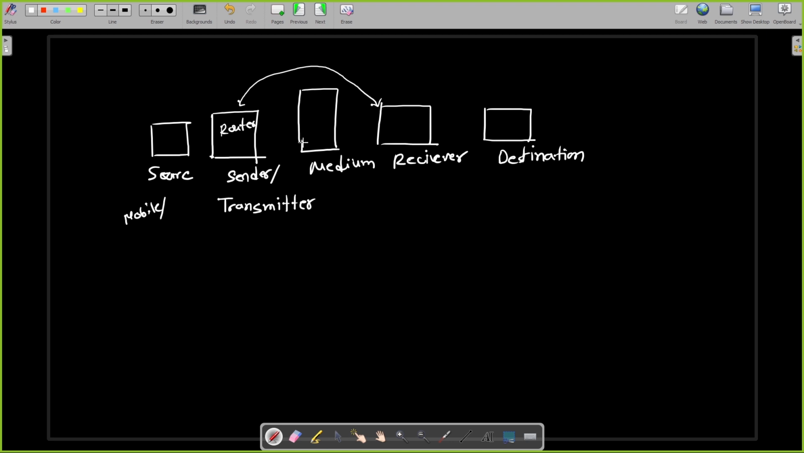Then we can call what is the receiver. The receiver is the same as the sender, so it should be a router or modem or anything. After that we need another device which can receive our data. Okay, so this is called the destination. This destination should be the same as the source. So this is our mobile or desktop. So you can say that source and destination are the same kinds of device, and sender and receiver are also the same, and the medium connects those sender and receiver stations.